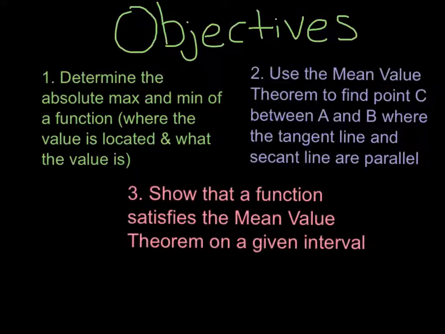So our topic is absolute max and mins and the mean value theorem. We have three main objectives which we will be covering in our little mini lesson. The first is to determine the absolute max and min of a function, where the value is located and what the value actually is. Second, we are going to use the mean value theorem to find point c between a and b where the tangent line and secant line are parallel. And our third objective is to show that a function satisfies the mean value theorem on a given interval.